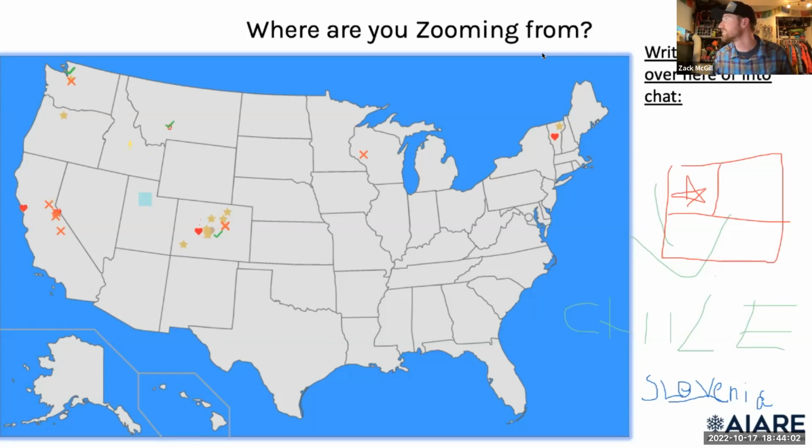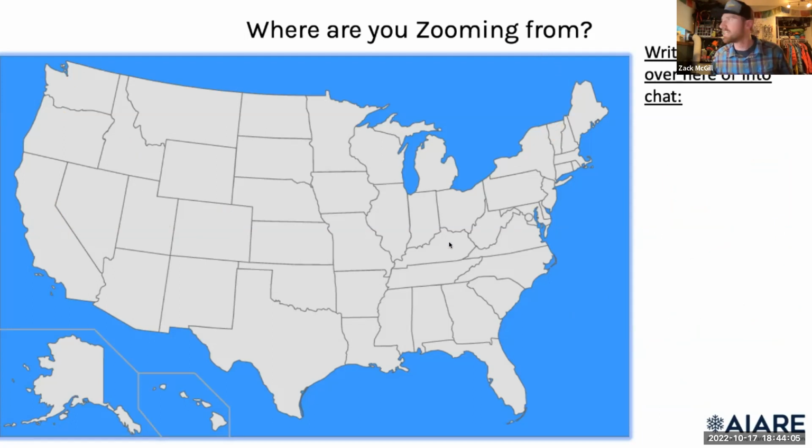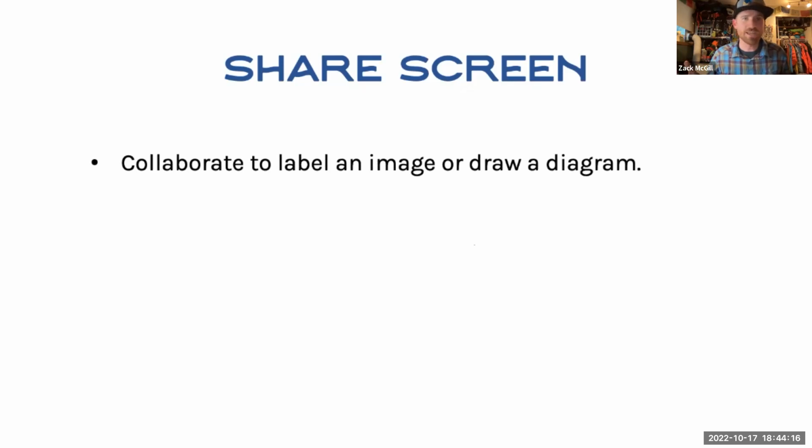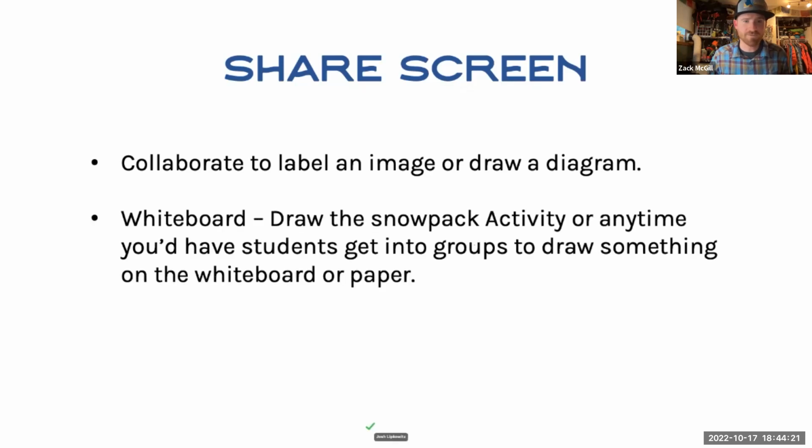Moving on, clearing all drawings. How this stuff works the best is that people need to share their screen. Sharing the screen is great, leads to collaboration on labeling images, drawing on things. A lot of times I have people use the whiteboard feature. You can click share screen and then whiteboard. I have people draw the snowpack on the whiteboard. Anything where you need people to draw something like they would on a whiteboard, having somebody share screen and then do whiteboard is great for it.